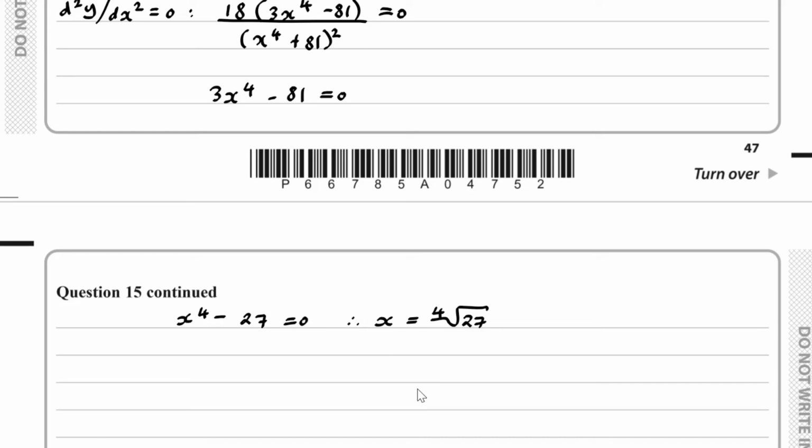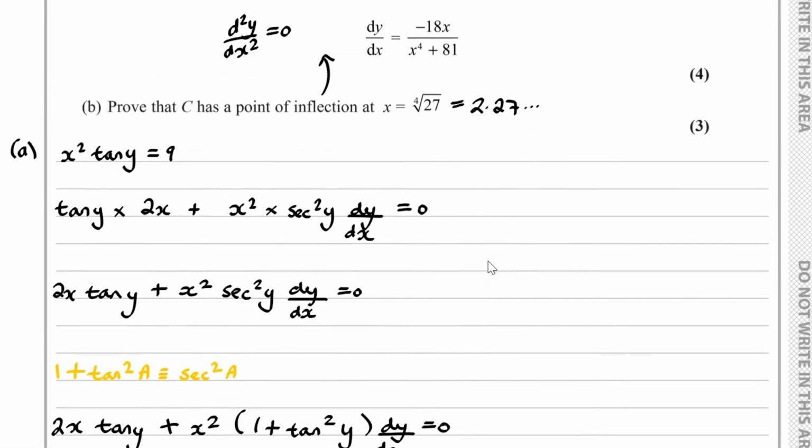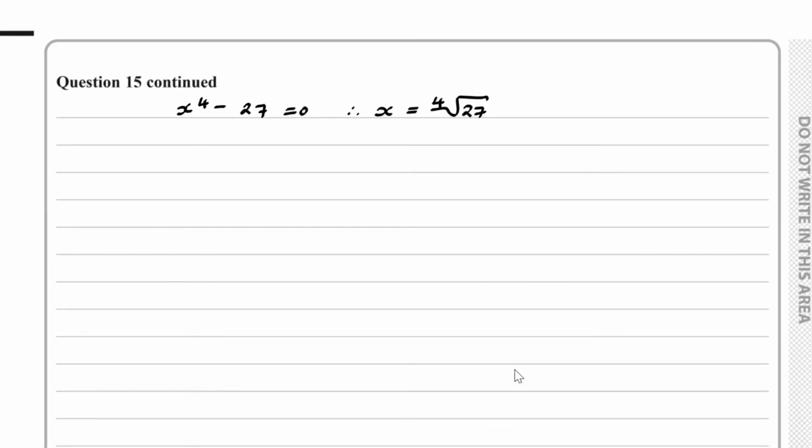We can do this by substituting values, as I said, above this value and below this value. So if you look at this value, which is 2.27, etc., let's see what happens when x is below this value of 2.27, etc. For example, let's choose x equals 2.